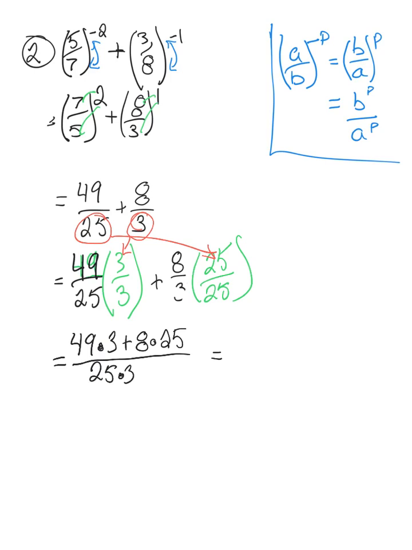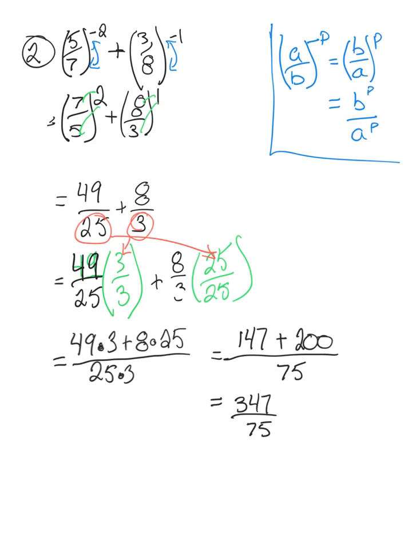So 49 times 3 is 147 plus 8 times 25, which would be 200, over 3 times 25, which is 75. So now we can add the numerators together. 147 plus 200 will equal 347 over 75.